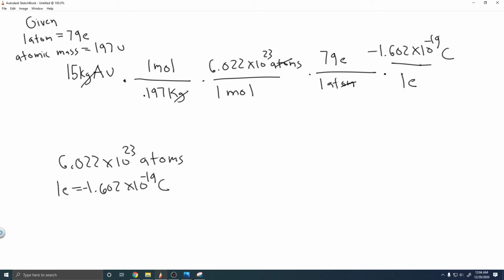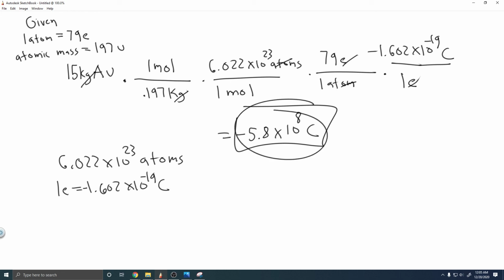So basically, you just want to do 15 divided by 0.197, multiply by 6.022 times 10 to the 23, then multiply by 79, then multiply by minus 1.602 times 10 to the minus 19. When you do that, you're going to get about minus 5.8 times 10 to the 8. It's going to be in coulombs, because what we have left is just coulombs. So this is going to be the total charge of all the electrons in the bar of gold.